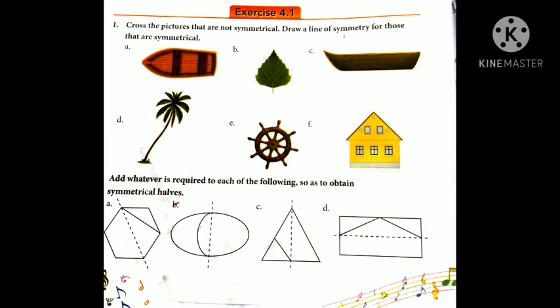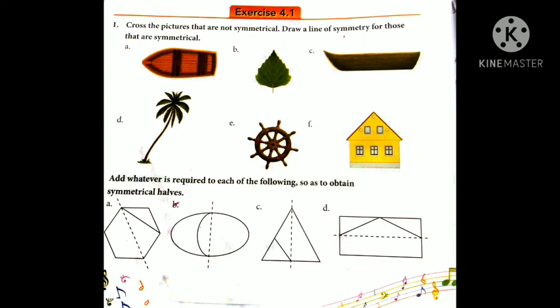What about C? One edge is flat and the other is like a curve. Therefore it is not a symmetrical shape. Next one, the coconut tree, is also not symmetrical. Next E and F. You can draw horizontal or vertical lines and draw the line of symmetry and put a tick mark if it is symmetrical or a cross mark if it is not symmetrical.